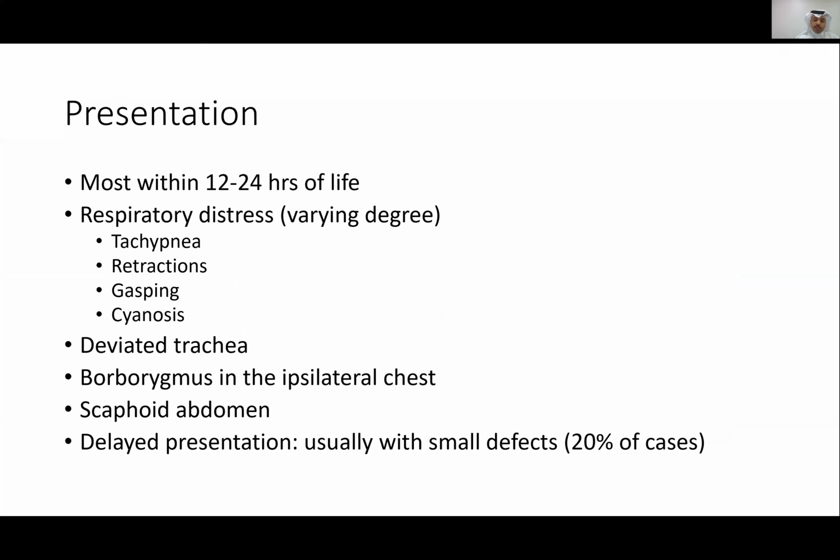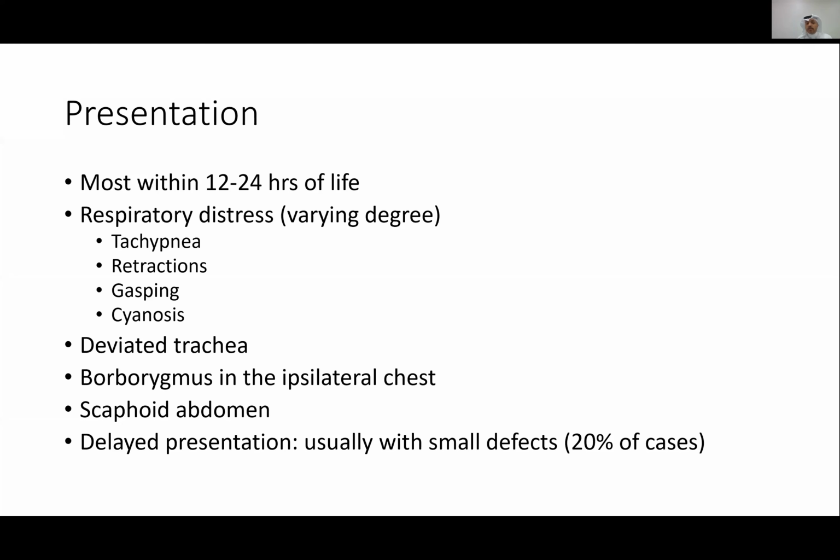So what is the presentation? Usually they're diagnosed prenatally, and they go to the NICU, and they're watched. Usually they do well in the first 6 to 12 hours, and then they start having respiratory distress, with varying degrees. They become tachypneic, get retractions, gasping, and it could be cyanotic. When you examine them, you probably find a deviated trachea, borborygmi in the ipsilateral chest, which is basically hearing bowel sounds. You look at the scaphoid abdomen.